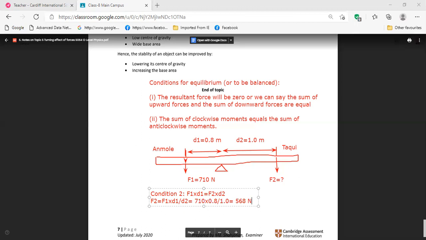So it's done, right? Yes, sir. Clockwise and anti-clockwise moments, you understood. Conditions for equilibrium, you understood, and how to apply them, that also you understood.